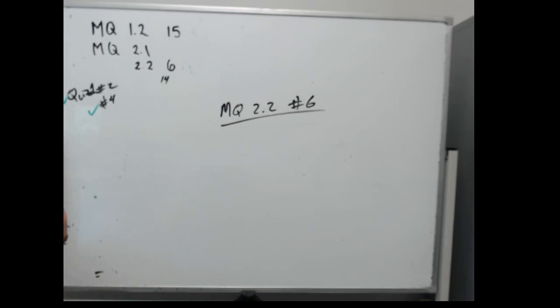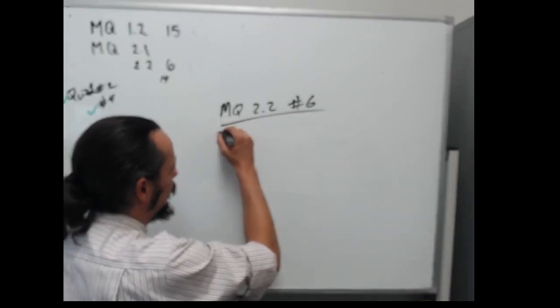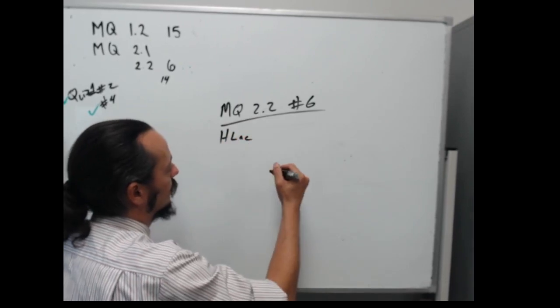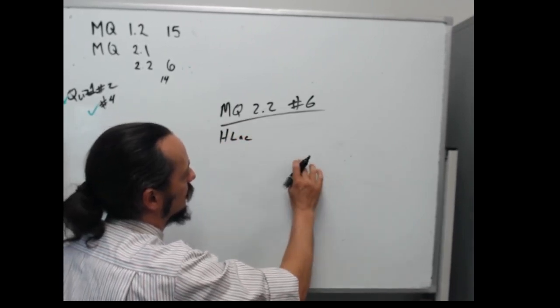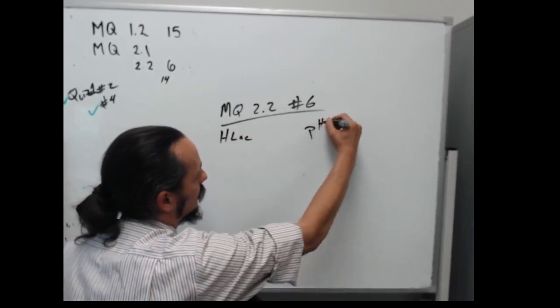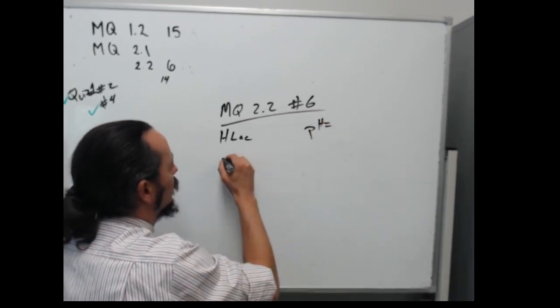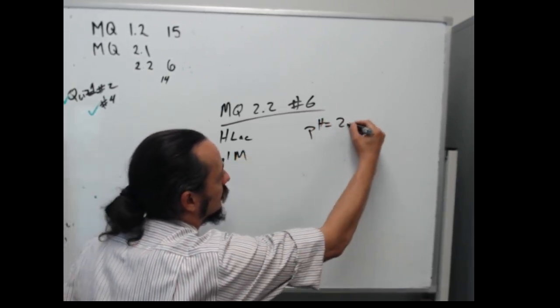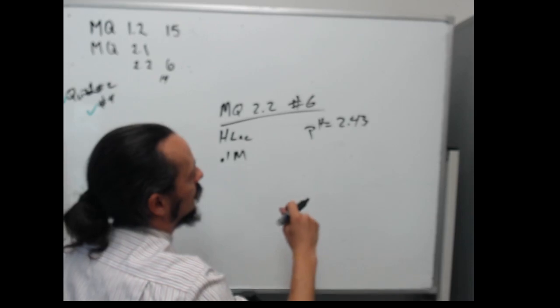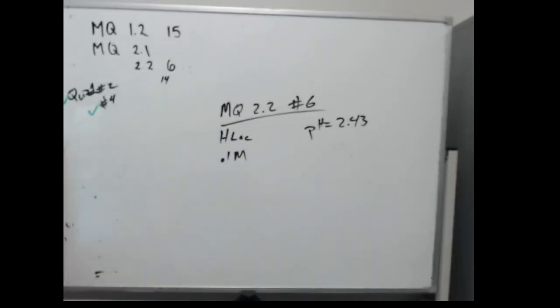What is number 6? Lactic acid. It says lactic acid is a weak monoprotic acid. If the pH of an aqueous 0.1 molarity lactic acid solution is 2.43, what are the Ka and pKa of lactic acid? Okay, and you looked up the real value. I did it by myself first, and I didn't look it up until after, double checking to see if I'd written something wrong.